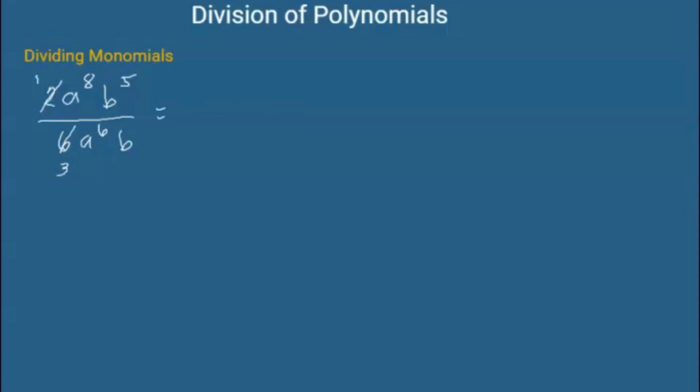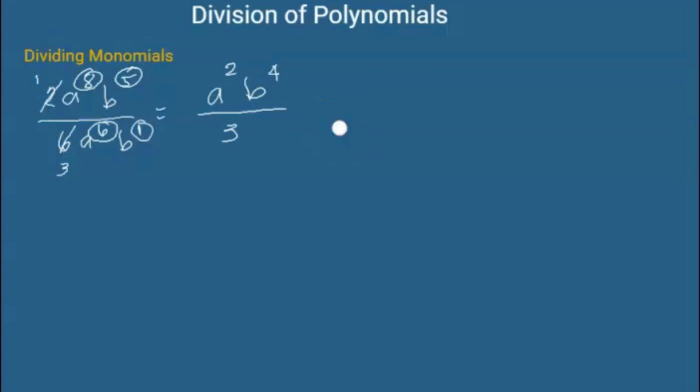So we have 3 here in the denominator. For variable a, we have 8 minus 6 is 2, so we have a raised to the 2nd power. And for b, we have 5 minus 1 is 4. So the answer is a squared b to the 4th over 3.